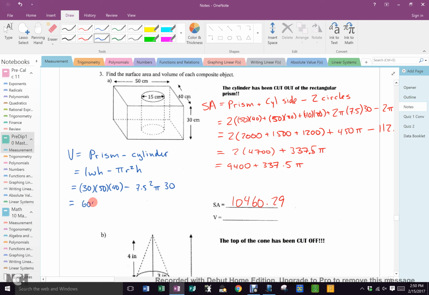That's 60,000 minus 1,687.5 pi. So you do that in your calculator. $54,698.56. And that's what that one is.